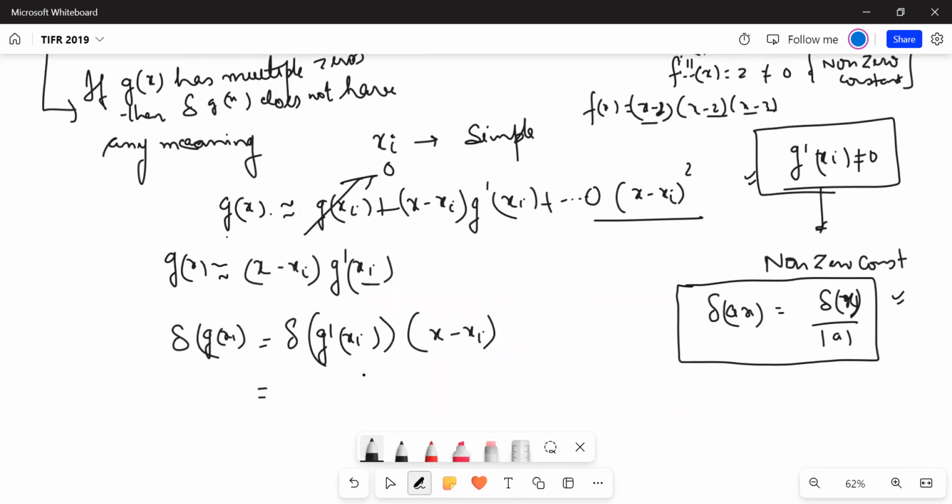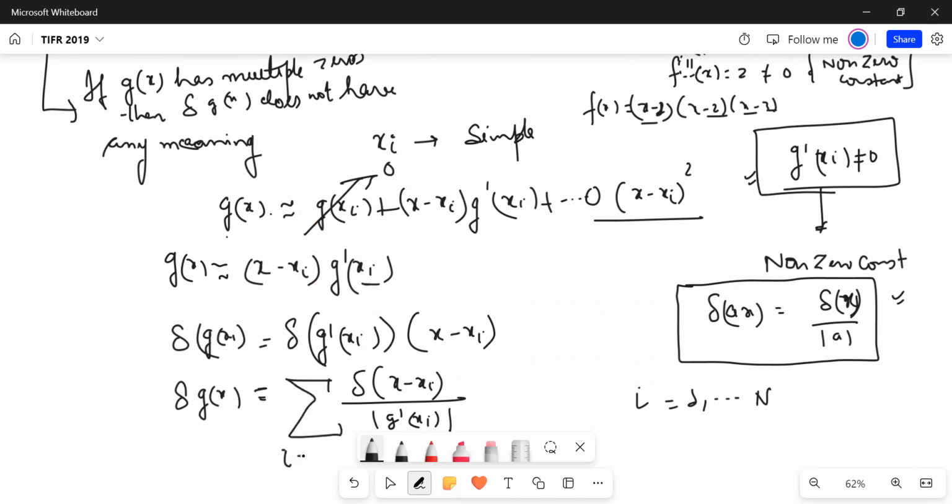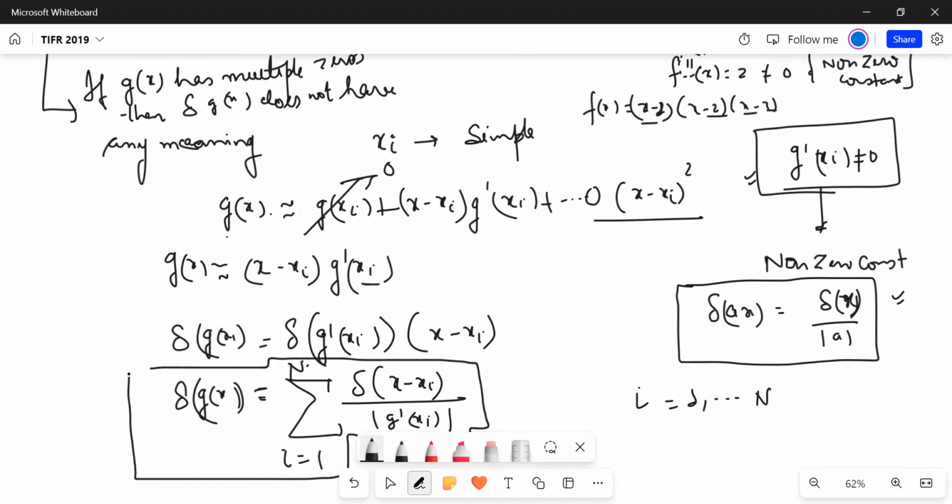And what does it imply? It will be equivalent to writing Dirac of x minus xi divided by modulus of g dash xi. So Dirac of g of x is equal to Dirac of x minus xi divided by modulus of g dash xi. If there are n simple roots of this g of x, then we have to sum over all of them. This would be the formula.